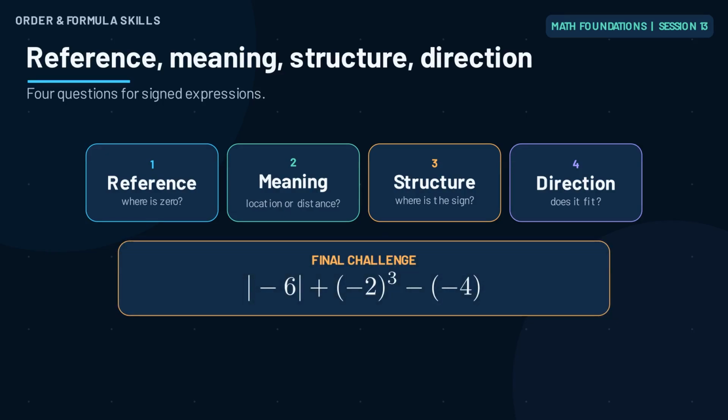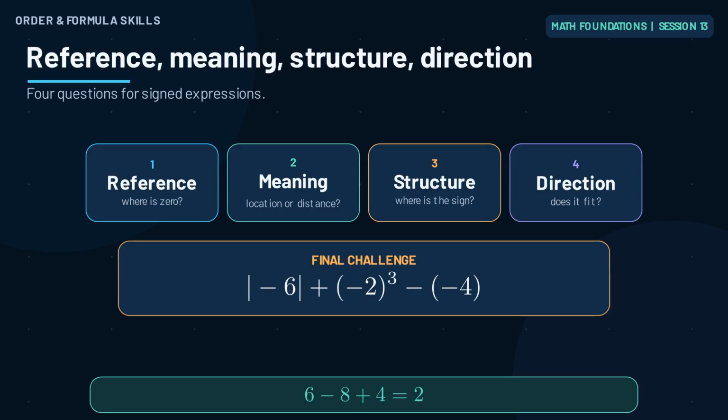Challenge: evaluate the absolute value of -6 plus open parenthesis -2 close parenthesis cubed minus -4. Absolute value gives 6. -2 cubed is -8. Subtracting -4 adds 4. 6 minus 8 plus 4 equals 2. Separate distance, power structure, and sign operations one step at a time.